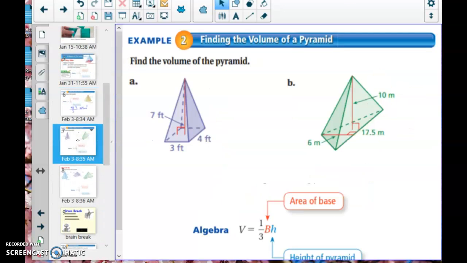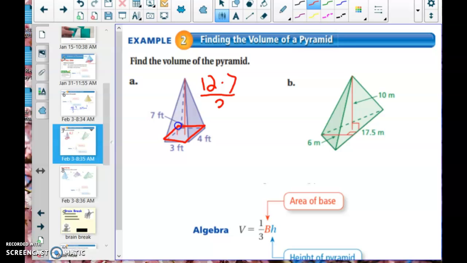All right, second question here has a couple more examples. So first one here, we want to find the area of the base, which would be a rectangle. So 3 times 4 is 12. I'm going to times that by the inside height here of 7. But of course divide by 3 because it is a pyramid. So that gives me an answer of 28 feet cubed.